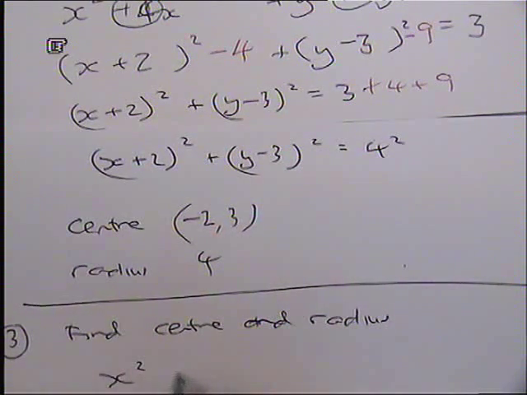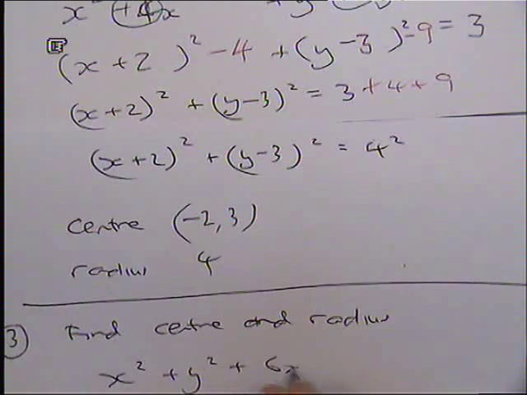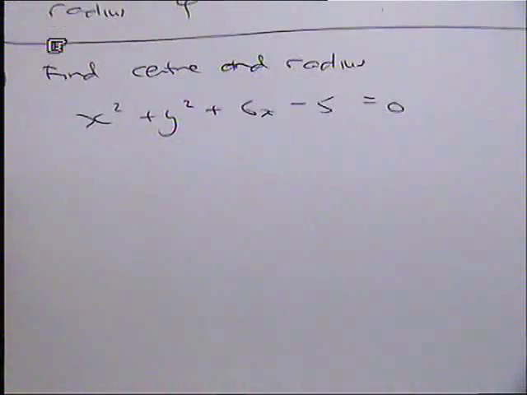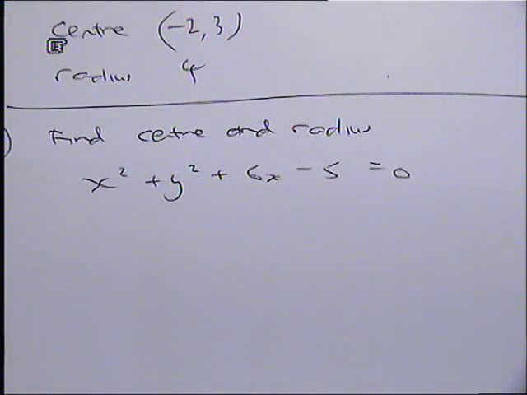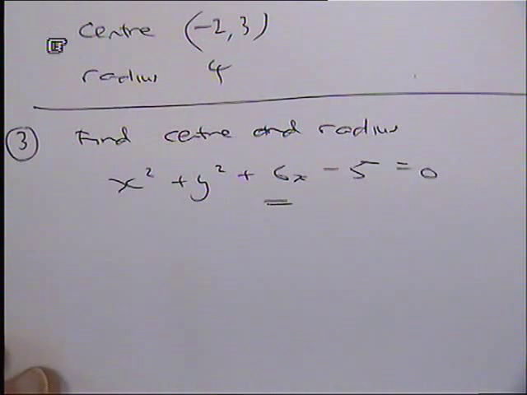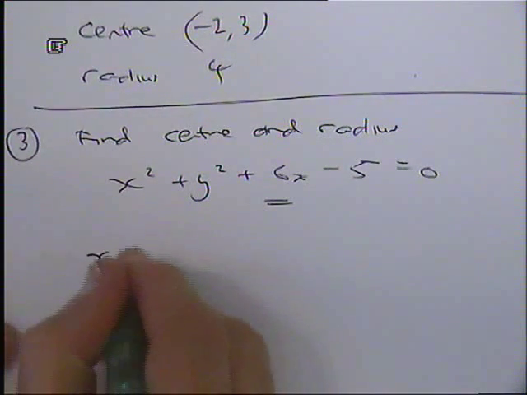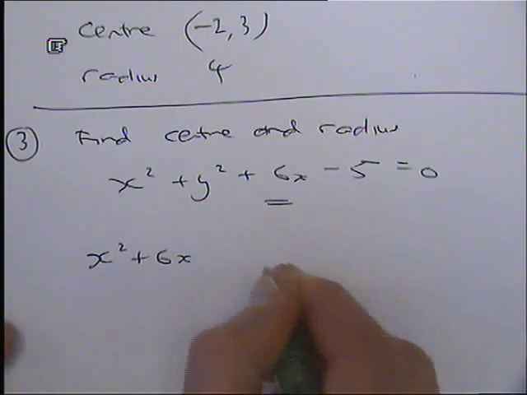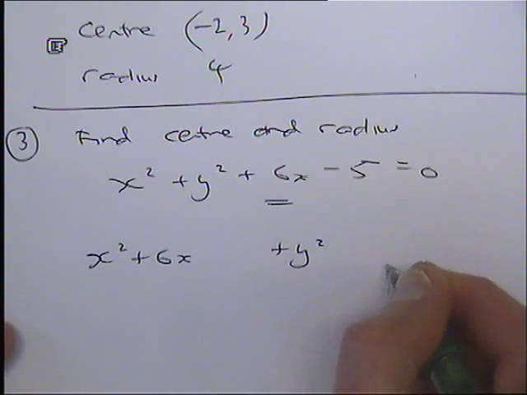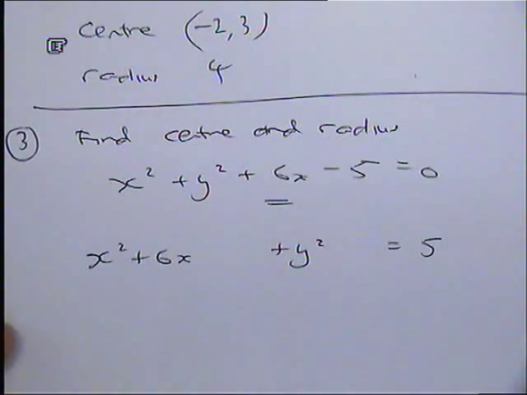And this time our equation is x squared plus y squared plus 6x minus 5 equals 0. So, somebody had a good idea last time to group the x's together, then to group the y's together, and then to move the number on the other side. So, write it as x squared plus 6x, then leave a space, plus y squared, and then have it equal to 5. Okay, so move the number bit to the other side.